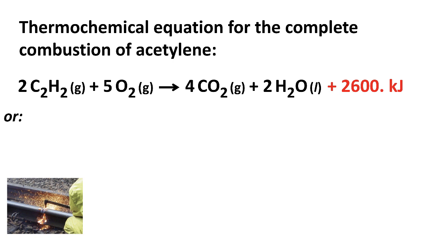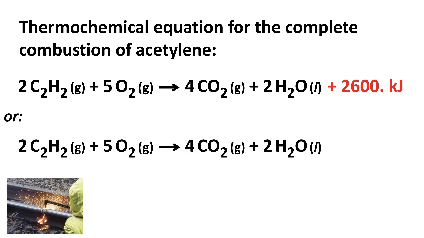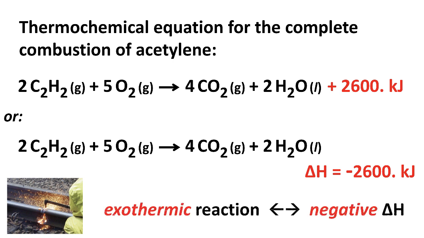Now there's another way we can write this, and that is to write the chemical equation as we did before, but instead of showing the energy as an explicit product, we write the enthalpy change, delta H. The delta H, the enthalpy change for this reaction, is negative 2,600 kilojoules, and the negative sign indicates that energy is given off. This is what's called an exothermic reaction, and all exothermic reactions give off energy, and all exothermic reactions have a negative value for delta H.